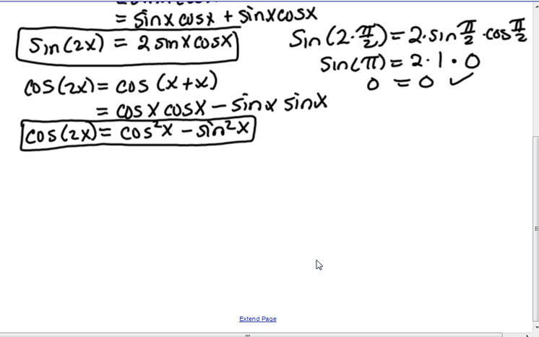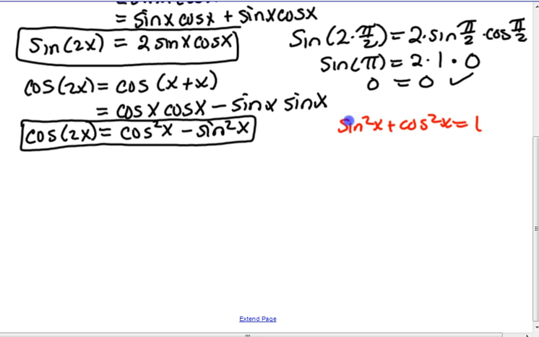You'll notice that there are two other things on your property sheet that say cosine of 2x. And it turns out there's two other ways to write cosine of 2x. Sometimes it's helpful to be able to find cosine of 2x when I only know either sine or cosine. I don't need to know both of them. So we're going to use the Pythagorean property. We have a property that says sine squared x plus cosine squared x equals 1.